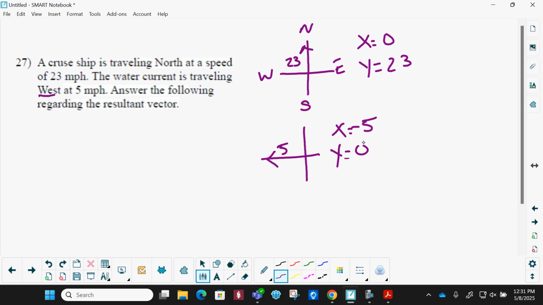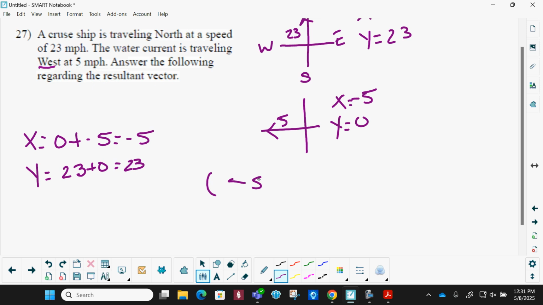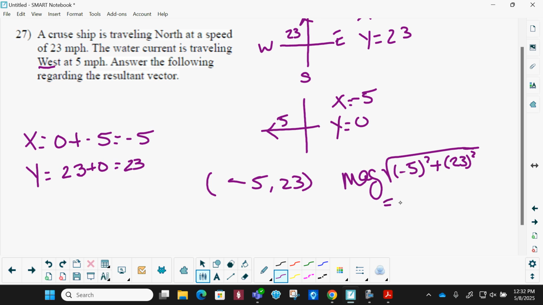Okay, so add our x's. 0 plus a negative 5 is negative 5. And y equals 23 plus 0, which is 23. Okay, there's my component form. Magnitude is going to be negative 5 squared plus 23 squared. And I get 23.5.